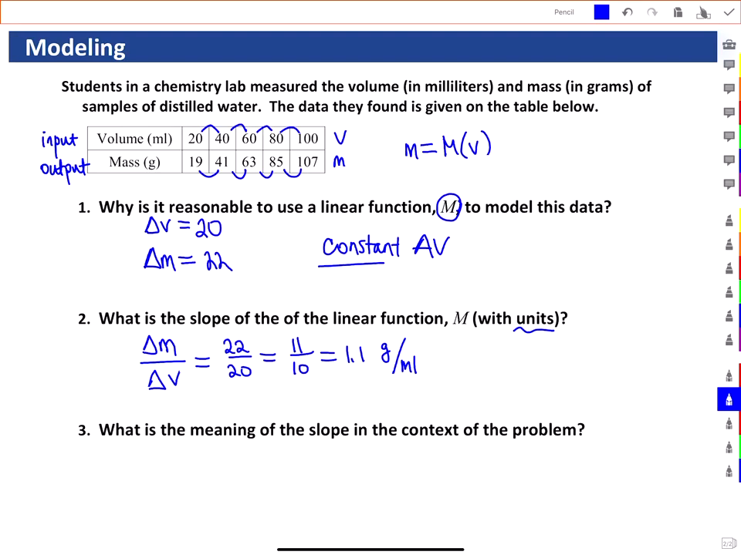What is the meaning of the slope in this context? Okay, so meaning is important in this class. We can crunch numbers all day long, but what do they mean? So 1.1, would you say that's a positive number or a negative number? Well, I would say it's positive. So that must mean that our mass has to be increasing. And looking at our table, it is. So we could say that the mass is increasing. How is it increasing? It's increasing at 1.1 grams per milliliter.